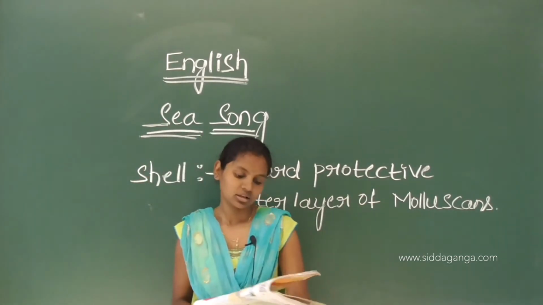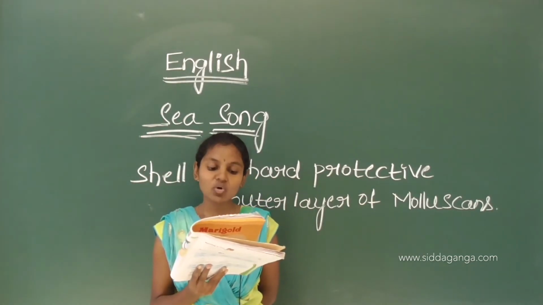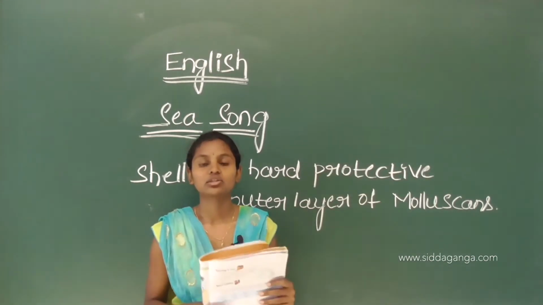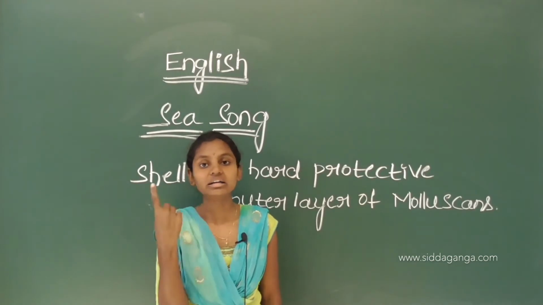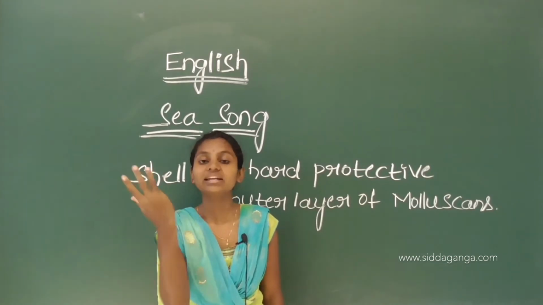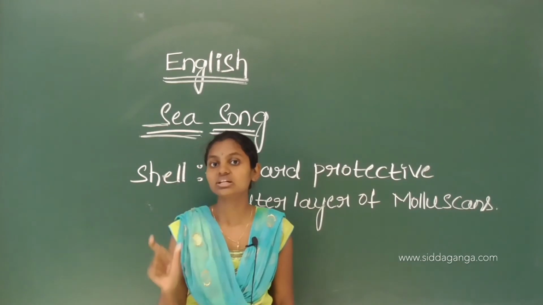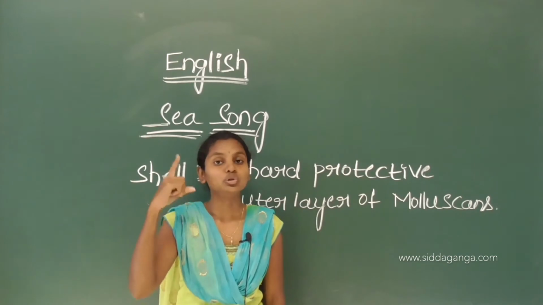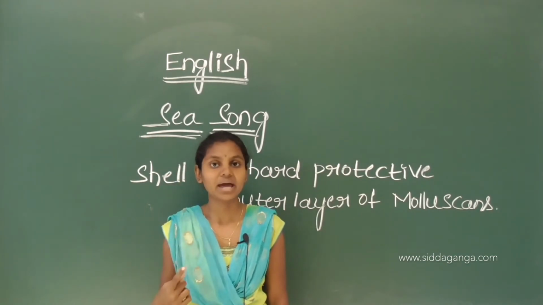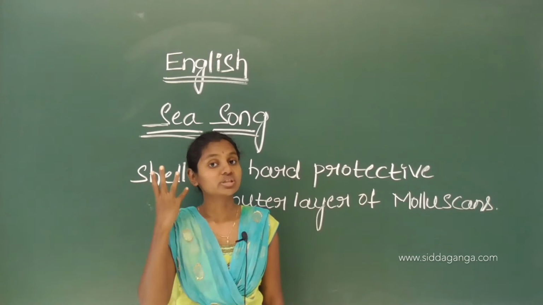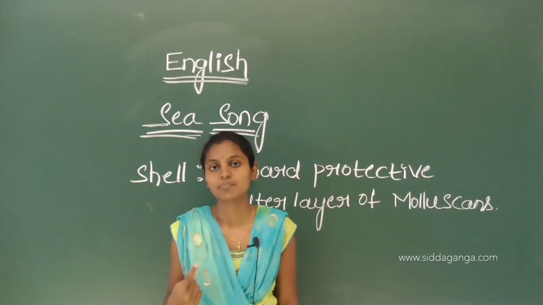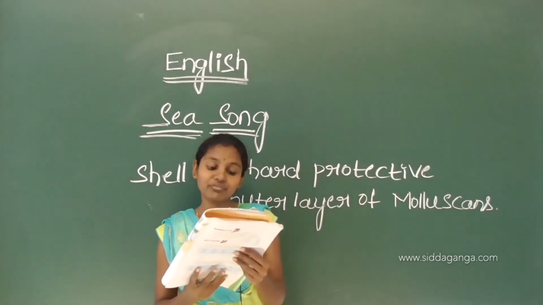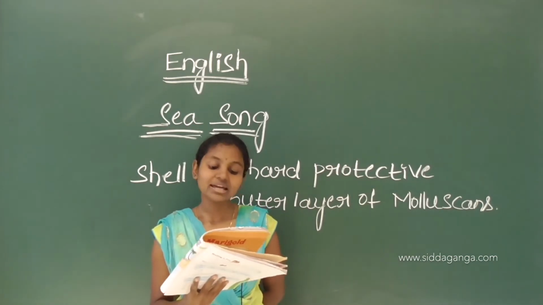Okay, so look at the first para. I found a shell, a curly one. Curly means what? Those are curly coverings. Folds that are curly in nature are called curly, and you can see curly hairs. Those hairs are in the manner of curves. Those are called curly hairs. So like that, I found a shell, a curly one, lying on the sand.